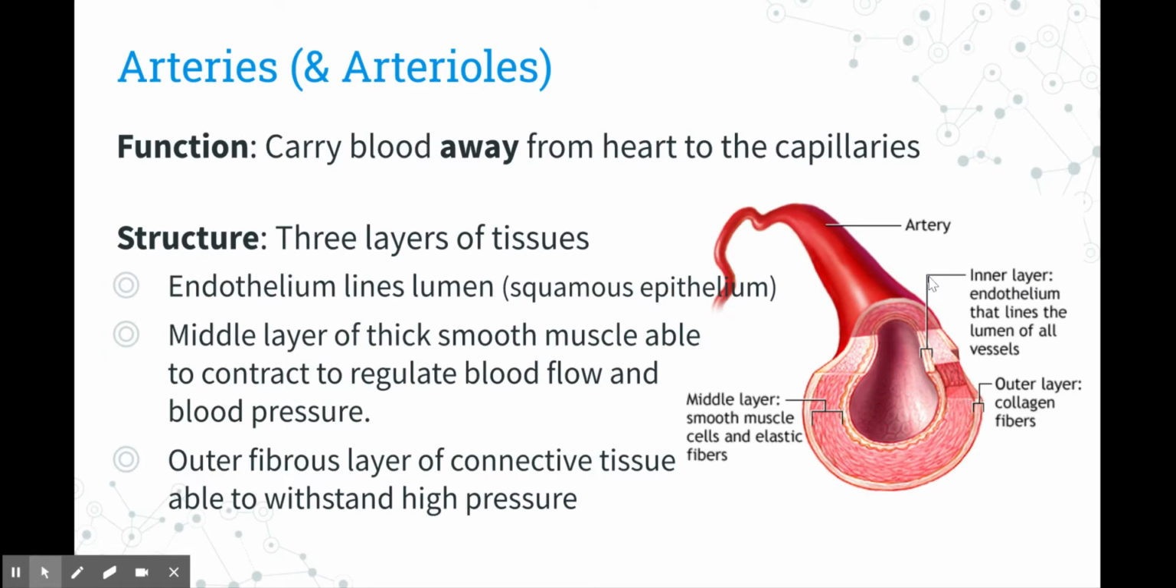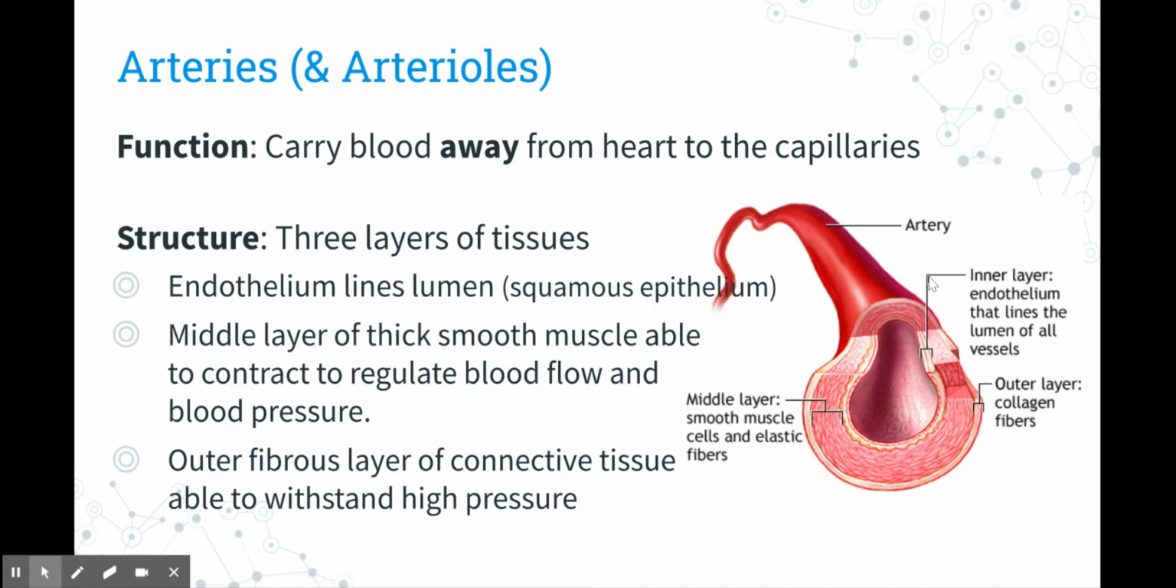First up are the arteries and the arterioles. The function of the arteries is to carry blood away from the heart and towards the capillaries. A for arteries, A for away. The structure of the artery is that there are 3 layers of tissues. The interior space where the blood flows is called the lumen, and lining the lumen is the endothelium. Endo just means inside, and that is a stretchy, squamous-celled epithelial layer that hopefully is smooth and allows for easy and unencumbered blood flow. The middle layer is a thick layer of cardiac muscle that is able to contract to regulate blood flow and blood pressure.